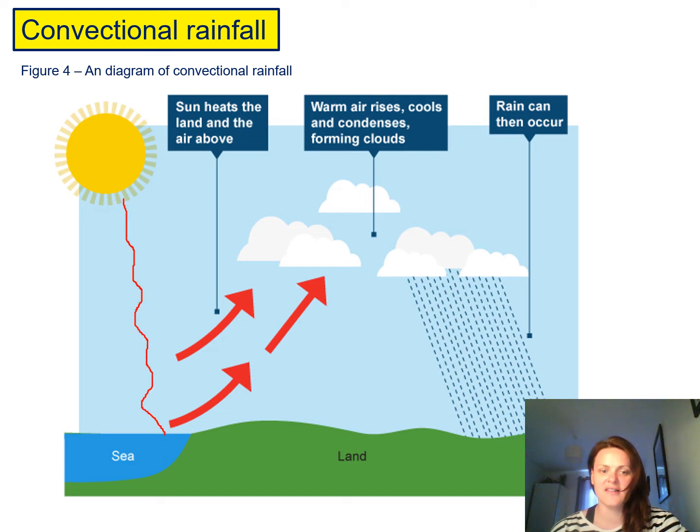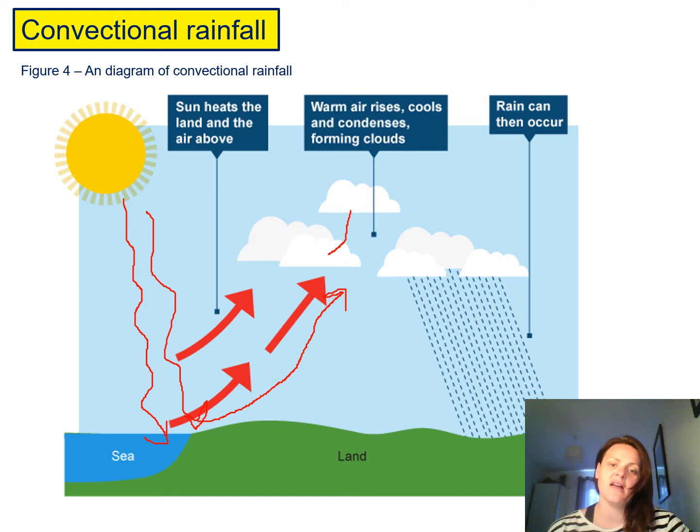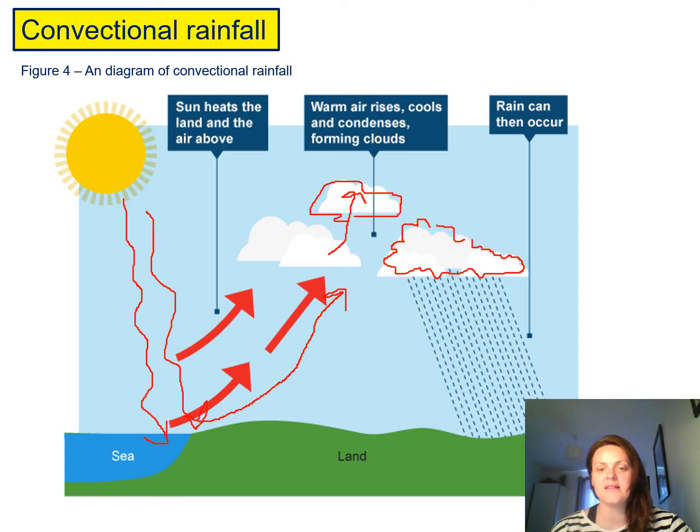Okay, so one more time. The sun heats up the land and the air above it as the sun shines down on the land. This will heat up the air, and as warmer air is lighter, it starts to rise. And with it, it will take water vapour as it evaporates the water. As it gets higher, it will start to cool and condense into clouds. Then, as these clouds get heavier, the water vapour turns into water droplets, and it will then release as rain.